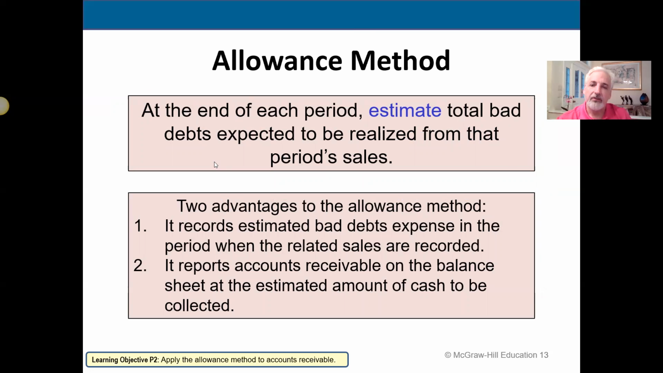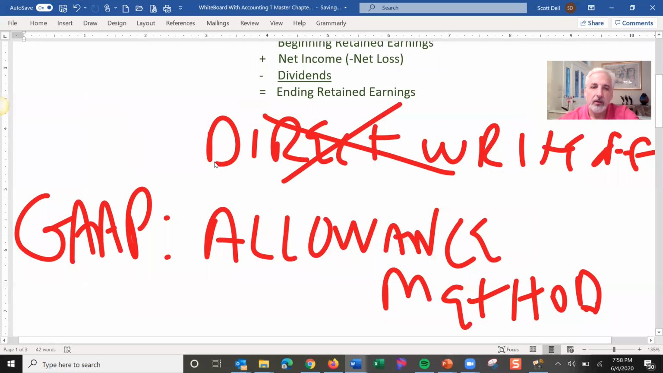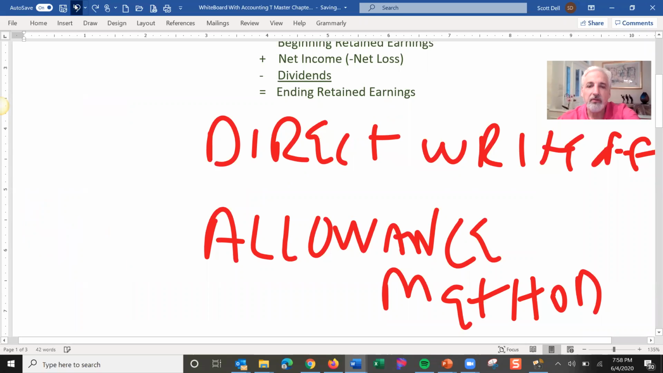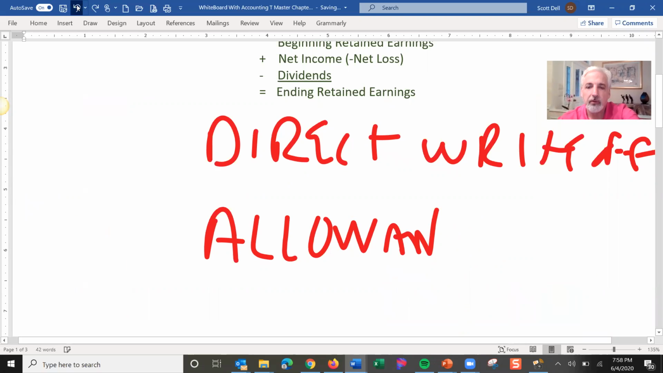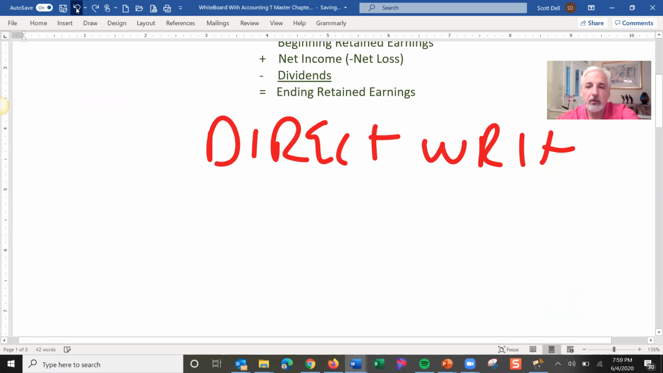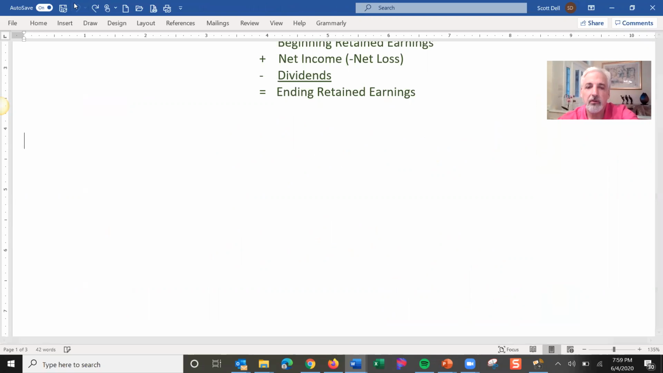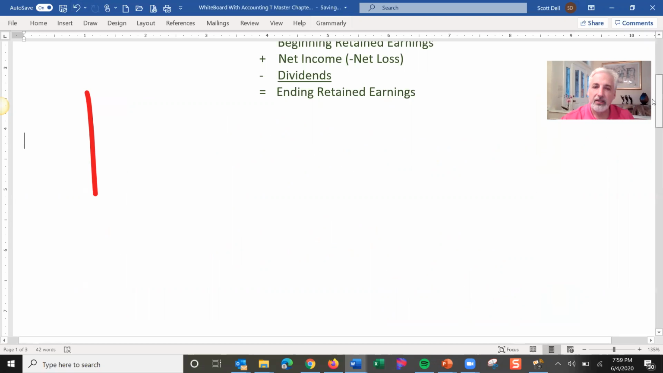So every month at the end, or every year at the end, usually the end of a period, we have to estimate total bad debt expense to be realized. And you can only debit bad debt expense at the end of the period. Because what happens is we've got an account, and we're going to go ahead and clear off some of this stuff. We've got an account called receivables. And we also have an account called allowance for bad debt.